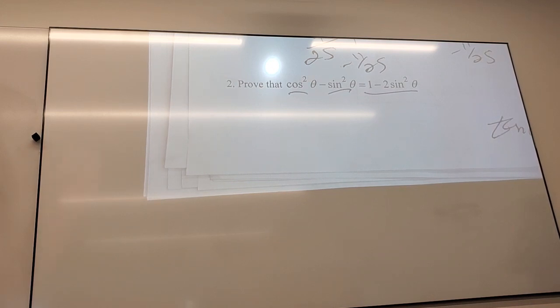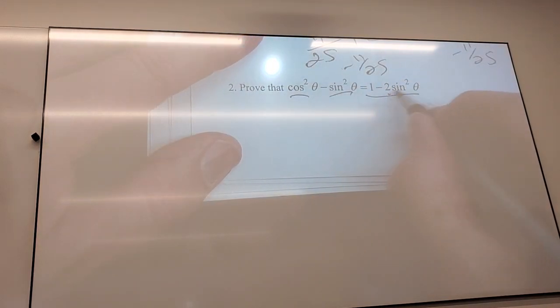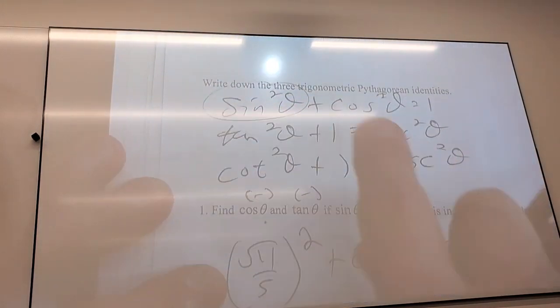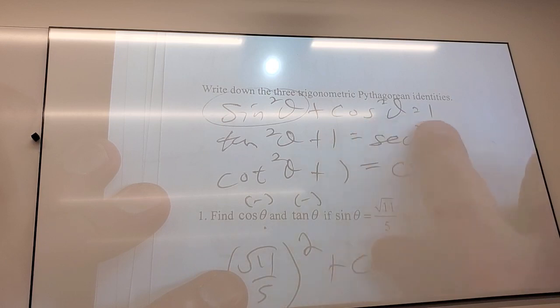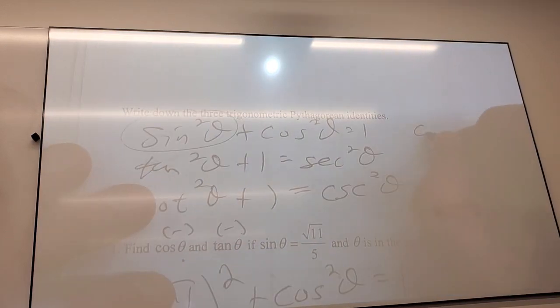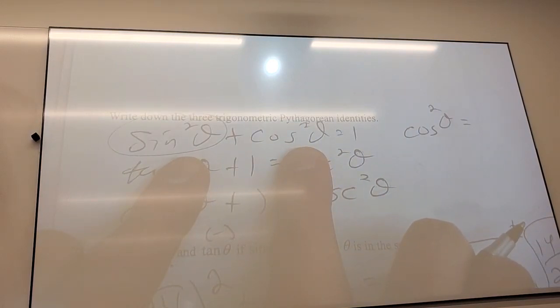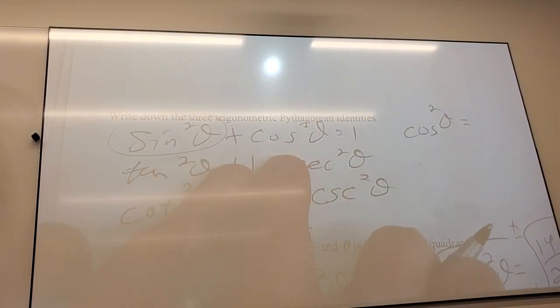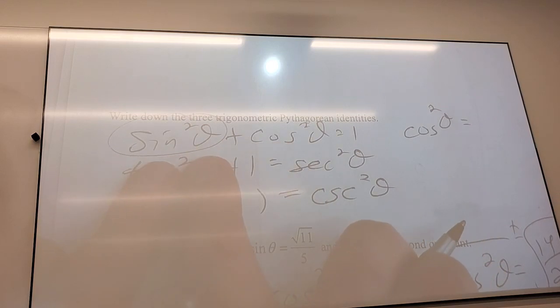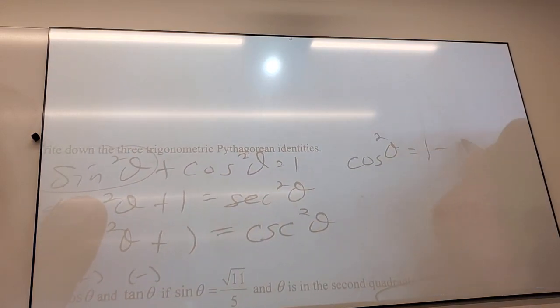Cosine squared went away, right? And do you see how I have two of these now? So listen, if sine squared plus cosine squared is 1, what do you get when you solve for cosine squared? What would you subtract from both sides? Sine squared, right? If sine squared plus cosine squared is 1, cosine squared is 1 minus sine squared.